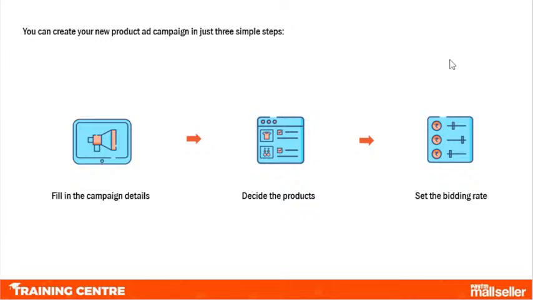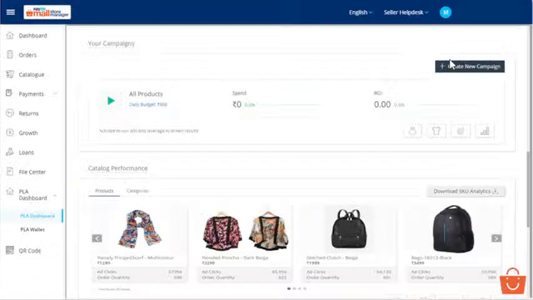To create a new campaign on a PLA dashboard, scroll down and click on create new campaign available under your campaign section. As we discussed earlier, creation of a new PLA campaign is enabled only for Platinum members. Gold members can use the default campaign created by the system that we have just discussed. So once you click on create new campaign, a pop-up will appear.